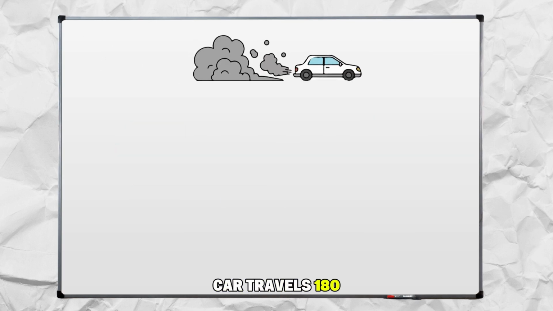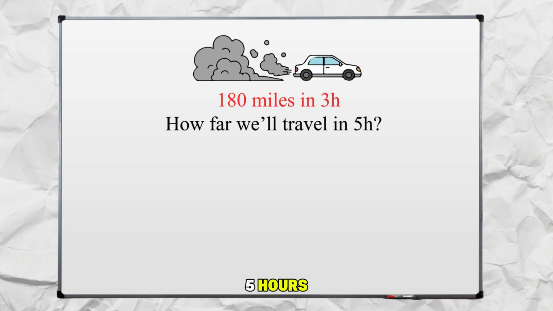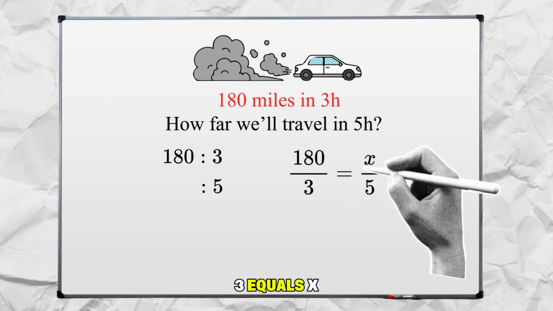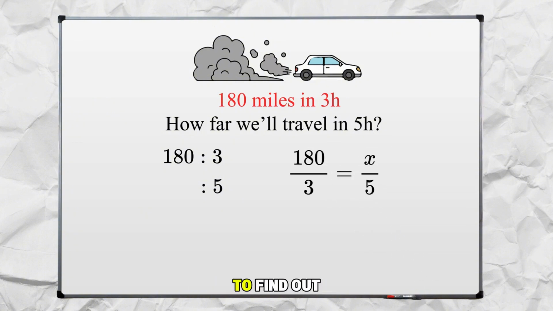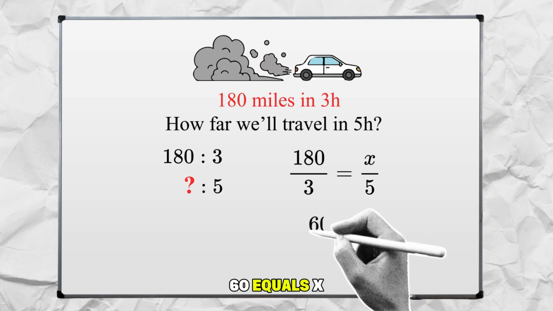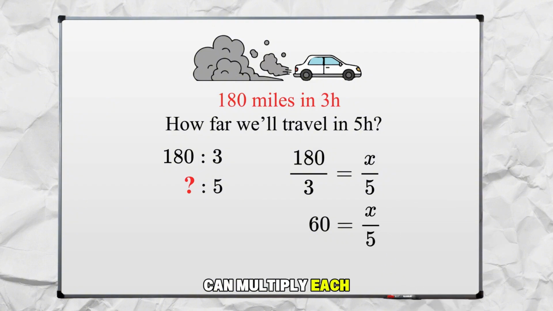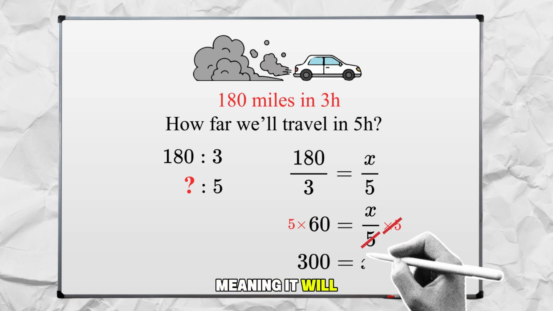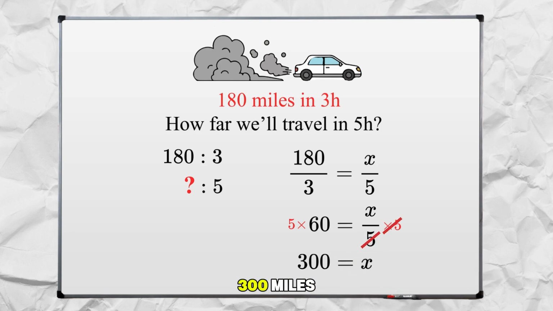Let's take a look at another one here. A car travels 180 miles in 3 hours. At this rate, how far will it travel in 5 hours? We'll do 180 to 3, and now we want to look for 5 hours. Let's set it up the same way we did before. We say 180 over 3 equals x over 5, because we're trying to find out what that value is. Now, it's quite convenient for us. We know 180 divided by 3 is just 60. So we get 60 equals x over 5, and then we can multiply each side by 5 and we'll get 5 times 60, which gives us 300, meaning it will take 5 hours to go 300 miles.